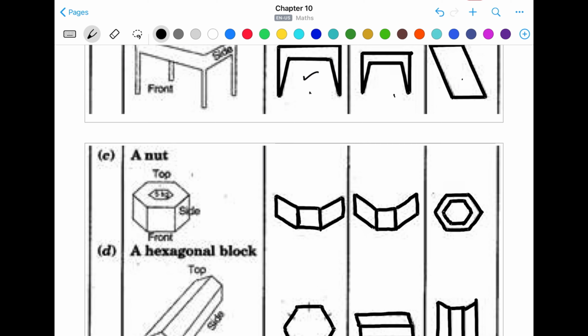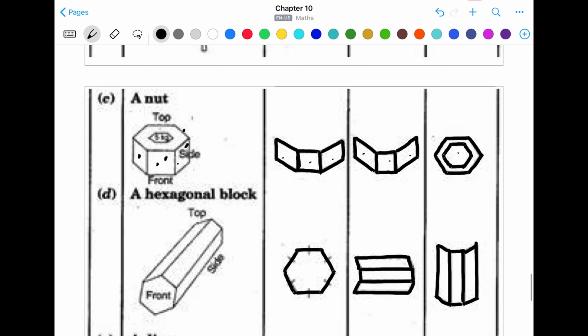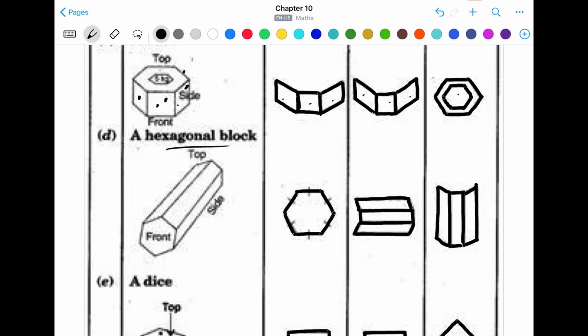Okay, similarly for the nut, from the front side you will be able to see these three faces which are here. From the side view also you will be able to see this one and one face that will be here. Okay, so that one is a side face, and from the top you will see this hexagonal face. Okay, similarly we have this hexagonal block. From the front side we will see this simple hexagon, from the side we will be seeing these three faces. Okay, and similarly from the top we will be seeing the other three faces of this hexagonal block.